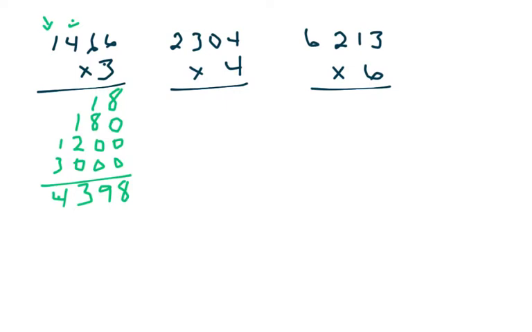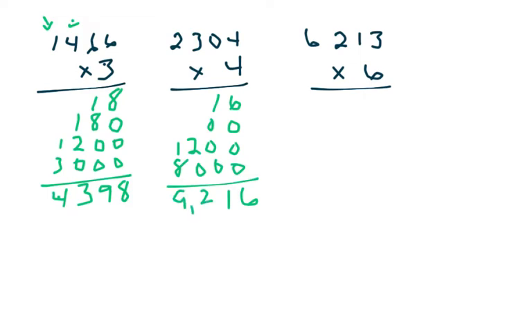So there's that method. Okay, well, let's do the same thing here. 4 times 4 is 16. Now I'm going to go to the tens, which is 0. But you get 0 because 4 times 0 is 0. Okay, now I'm going to the hundreds, which will have 2 zeros. 4 times 3 is 12. Now I'm going to the thousands, which will have 3 zeros. 2 times 4 is 8. Add it up: 9,216.